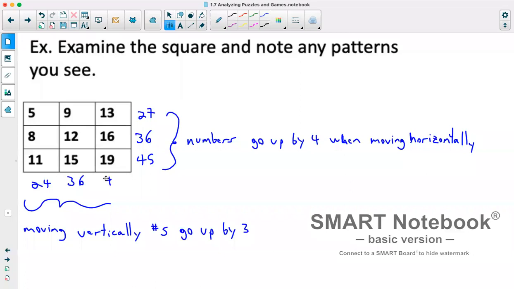gives us 48. What I notice with all of these is if I add up along a row or column, I get exactly 3 times whatever number's in the middle. So 27 is the same as 3 times 9. 36 is the same as 3 times 12. 45 is the same as 3 times 15. 8 times 3 is 24. 12 times 3 is 36. 16 times 3 is 48.